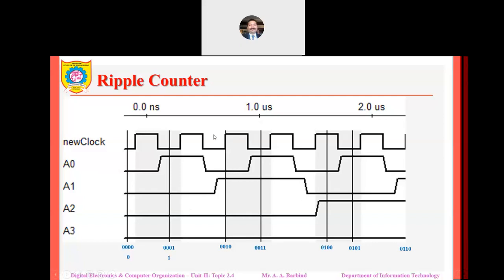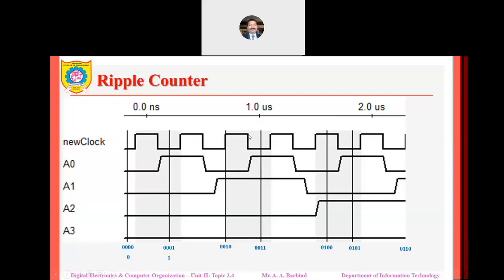Okay, so like that this will continue. Then the next event will occur at the negative edge of the next clock, so at that time the A0 output of the first flip-flop will toggle, and A0 output will be 1. Like that, at every negative edge A0 is going to toggle. So this is the first negative edge, A0 toggles from 0 to 1. At the next negative edge, A0 toggles from 1 to 0.